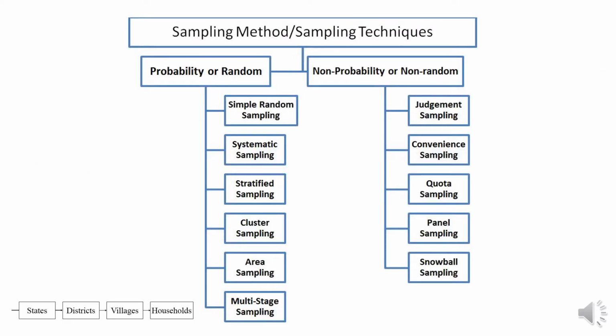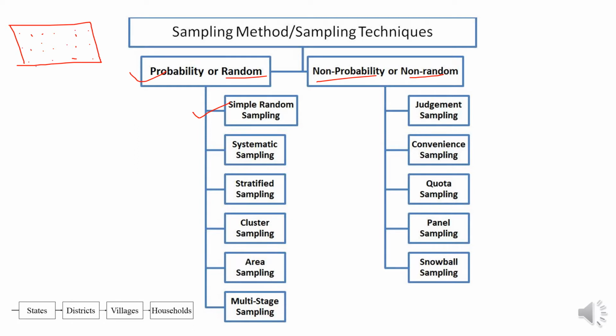So what are the sampling methods or sampling techniques? There are basically two types: the probabilistic or random technique, and the non-probabilistic technique, which is also called the non-random technique. In the probabilistic technique there are different types. The first is simple random sampling. Simple random sampling means in a population you take samples from here, there, anywhere. So it's random sampling.